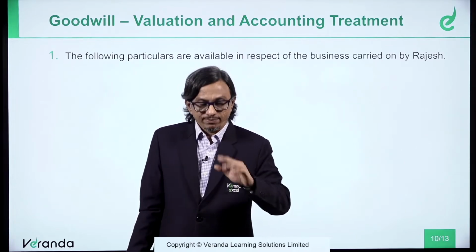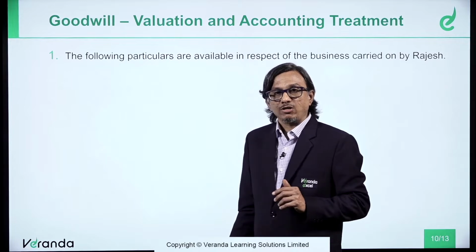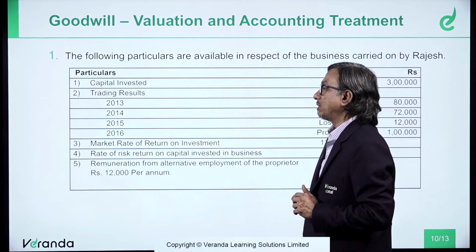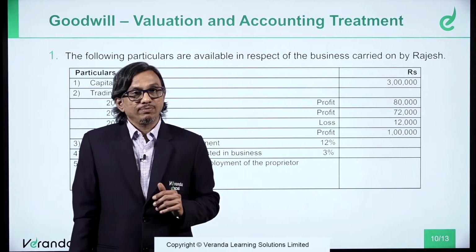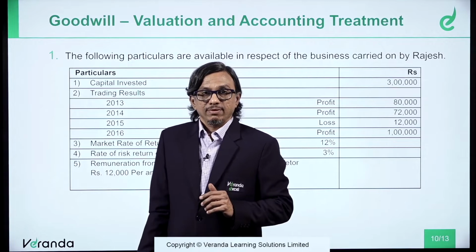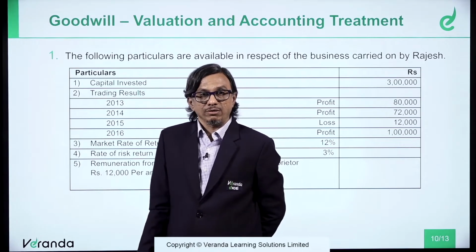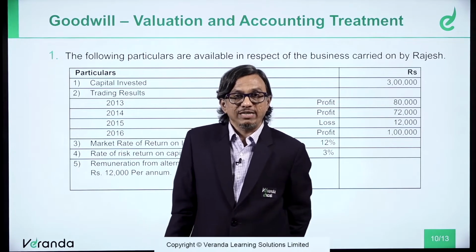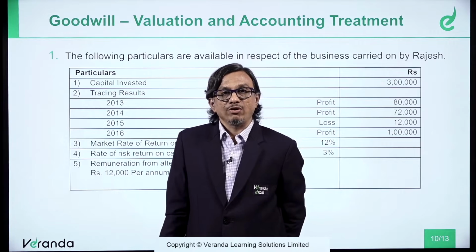Problem number 1. The following particulars are available in respect of the business carried on by Rajesh. So they are given the complete data about the problem, whatever we are going to do. Capital invested is 3 lakh. Trading results: 2013 profit of 80,000, 14 profit of 72,000, 15 loss of 12,000, 16 profit of 1 lakh.